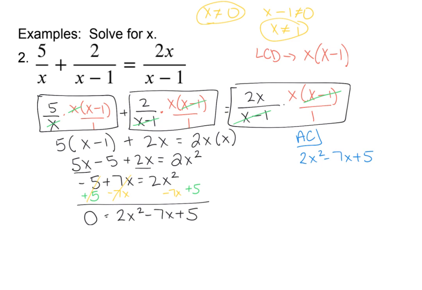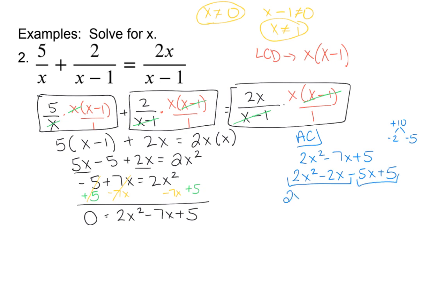So AC method, 2 times the positive 5 is positive 10. If it's going to be positive, they're both positive or both negative. To get a negative 7, though, they're going to both be negative. Multiplying to 10, that's got to be 2 and 5. So we're going to break up that negative 7x into negative 2x and negative 5x. Then we can do our grouping.